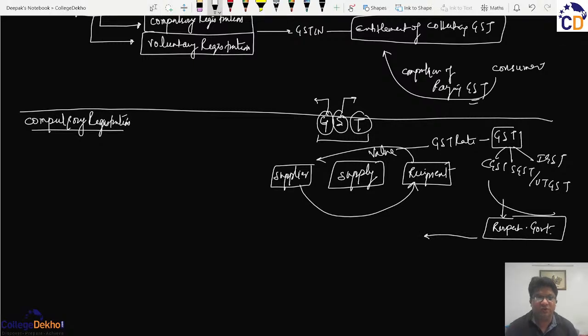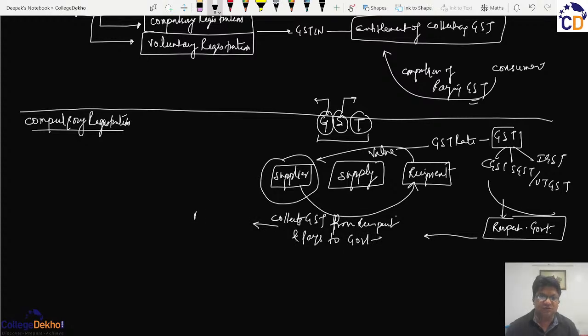once the GST is to be paid to the government, what is happening here is that the supplier is collecting the tax from the recipient and paying to the government. So when the supplier collects the GST from the recipient and then pays to the government, it is the normal procedure of the GST, and we use the word forward charge mechanism. What is the word forward charge mechanism?